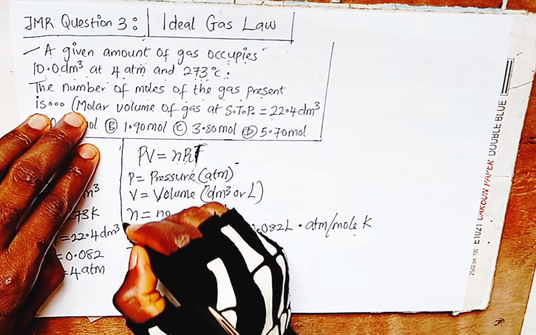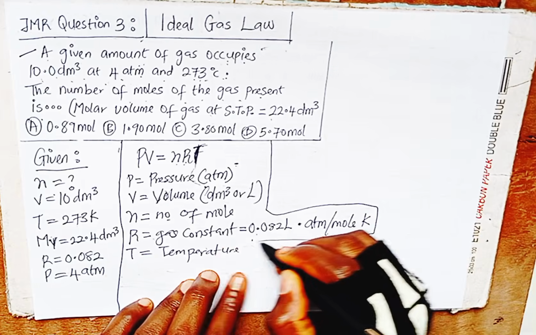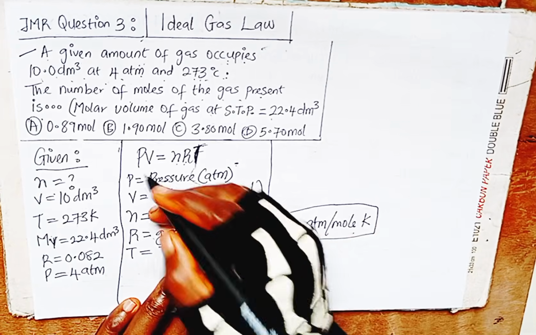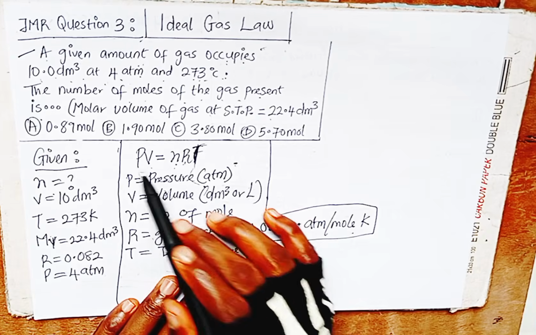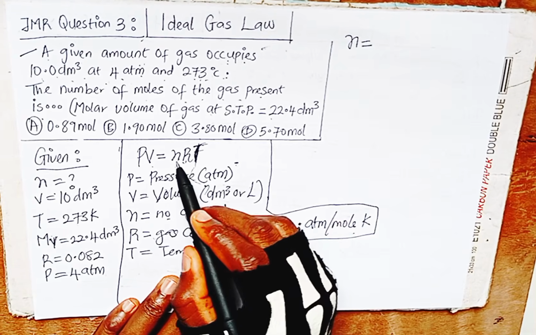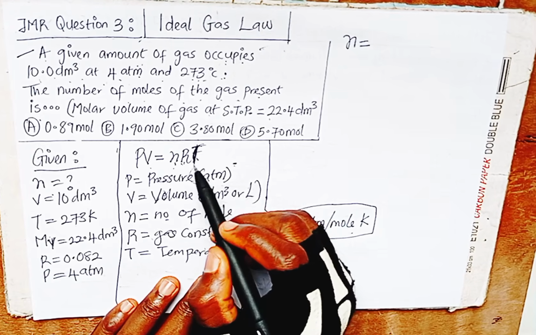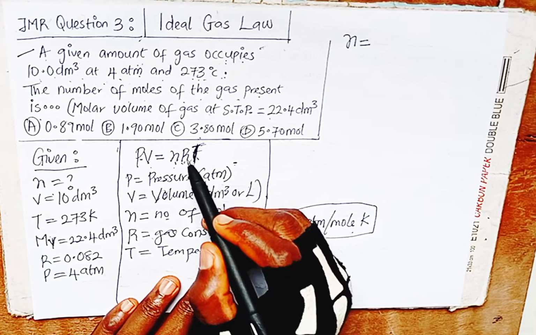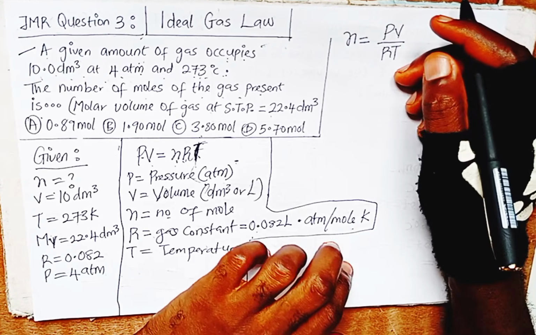Okay, so let's find the solution to this problem. This is the ideal gas equation. Since we are looking for the number of moles N, we are going to make N the subject of the formula. N will now be equal to what? If you bring N to this side, you are going to have a fraction. This PV comes to this side and goes up, and the RT will be down. So we have N equals PV over RT. All right, so we are going to use this to solve.